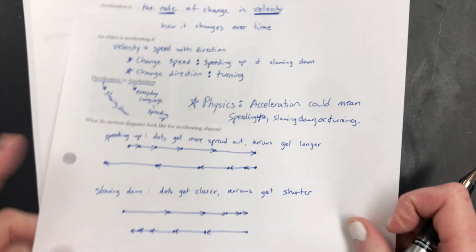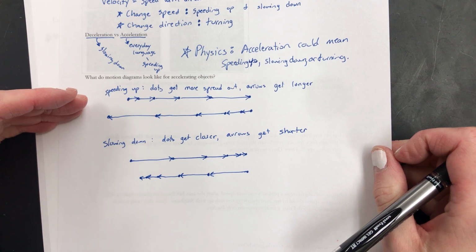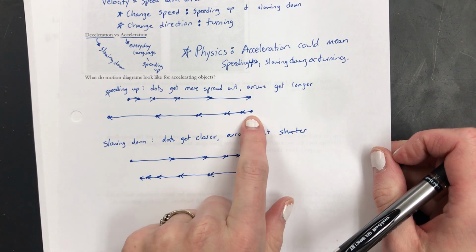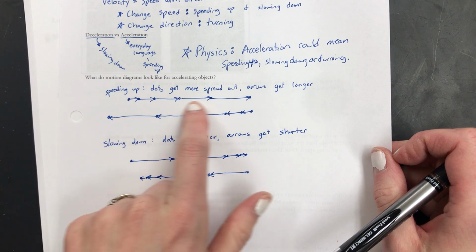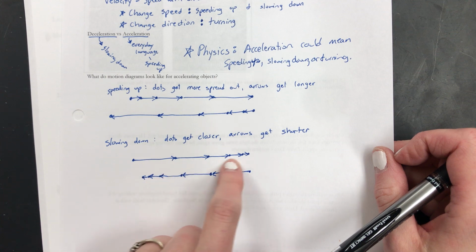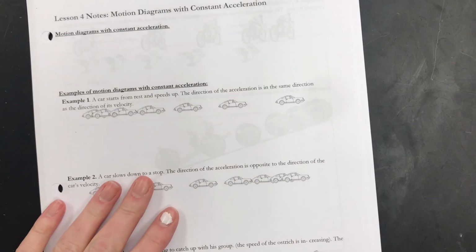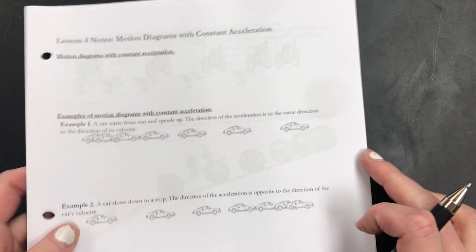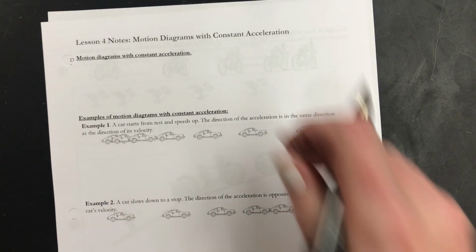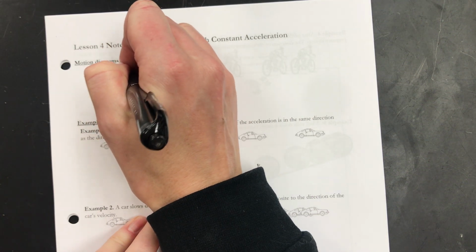All right, so previously in our notes, let me pull those back up, we've looked at what acceleration meant and then how to draw some acceleration in there. So we have getting faster where our arrows get longer when you're going in the positive direction here, negative direction there, and slowing down where our arrows get shorter and our dots get closer together like this. What we want to do in this set of notes is show the acceleration in our arrows here, okay? So what we're going to add is some acceleration arrows.